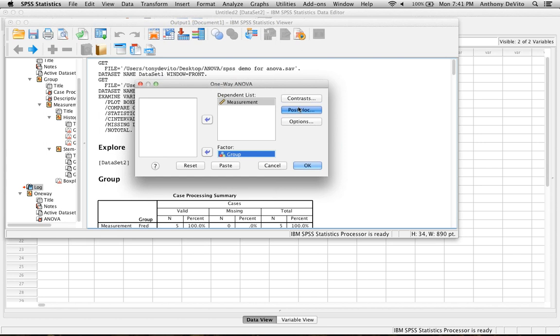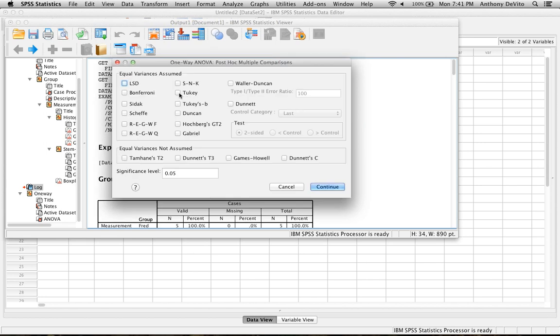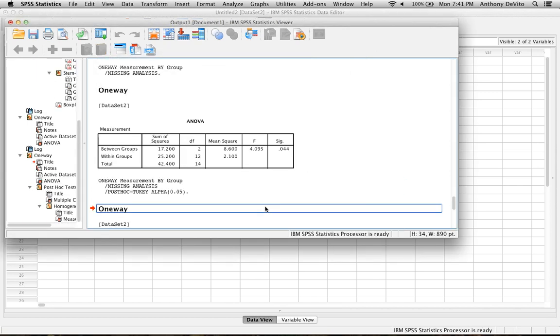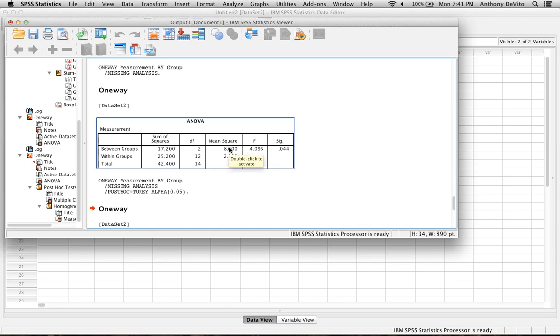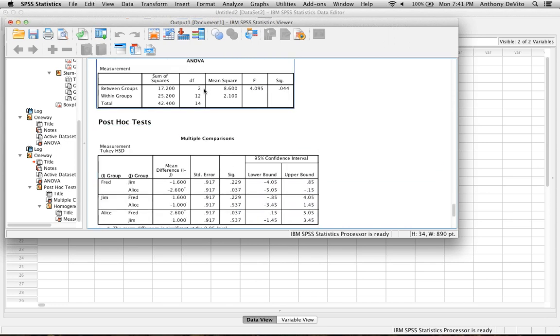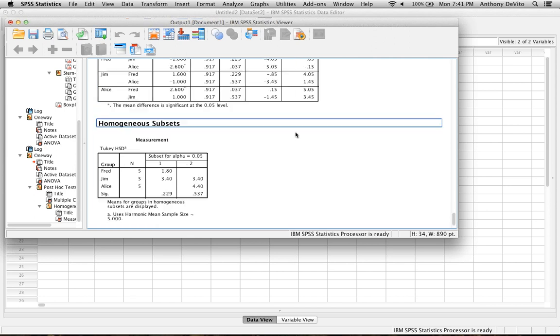Now, to get the post hoc test, I just click on there and I check off which post hoc test I want to do, or post hoc tests if you want. Okay, I'm going to click continue, and then I'm going to click OK. It's going to repeat the calculation we just did since I told it to. And in addition to the calculation that we did before, same result, 4.095. Significant, that's less than 0.05, so reject the null hypothesis.